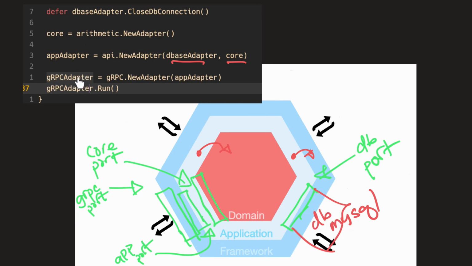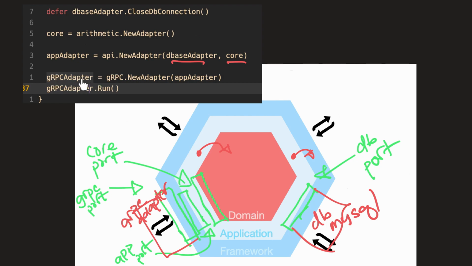And then as you see here, our gRPC adapter, which goes here, gRPC adapter, is passed the application adapter that we built here. So that means that our application layer here via this port plugs into our gRPC, and our gRPC adapter just plugs into the application via this line here.